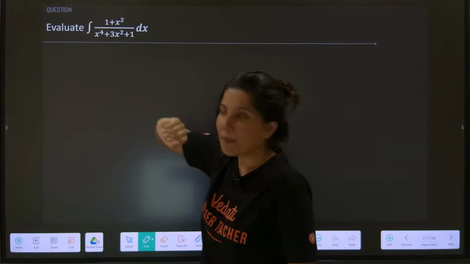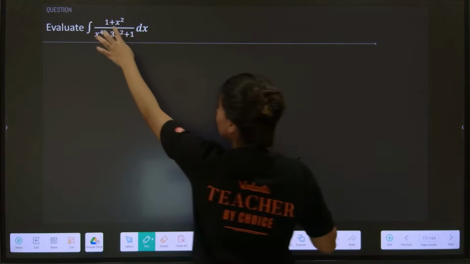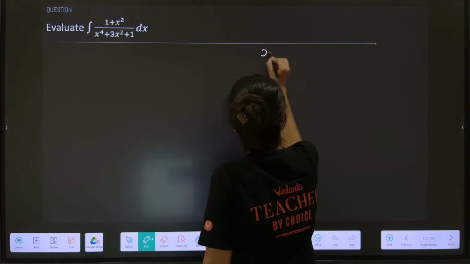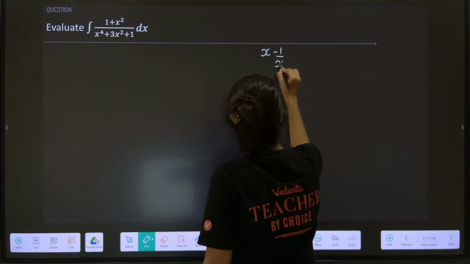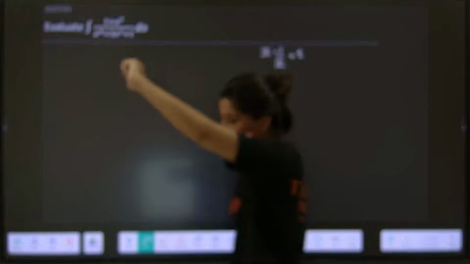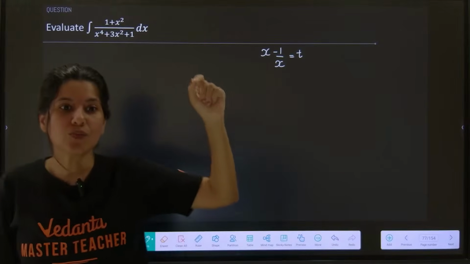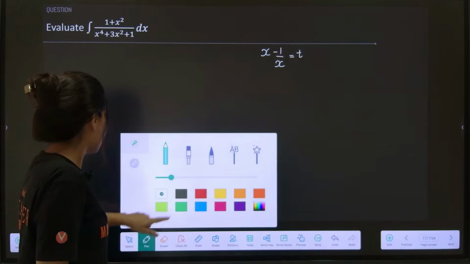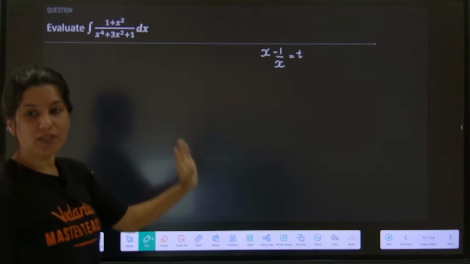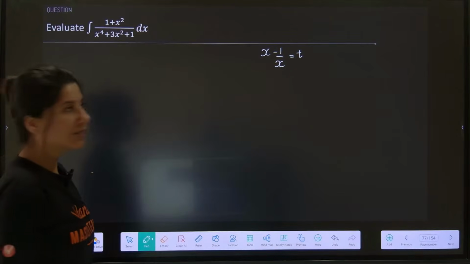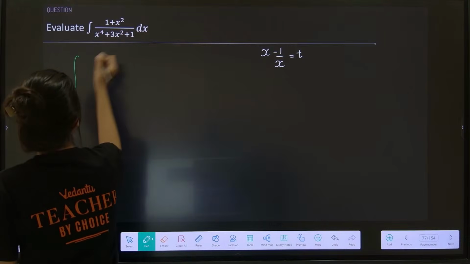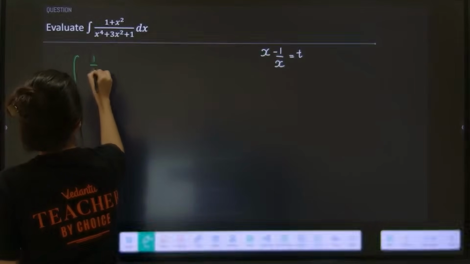Okay, understood the pattern? Now whenever there is 1 plus x square in the numerator, you have to put x minus 1 by x is equal to t. It depends on the numerator. If the numerator is 1 plus x square, put x minus 1 by x equal to t and divide the whole numerator and denominator by just x square.